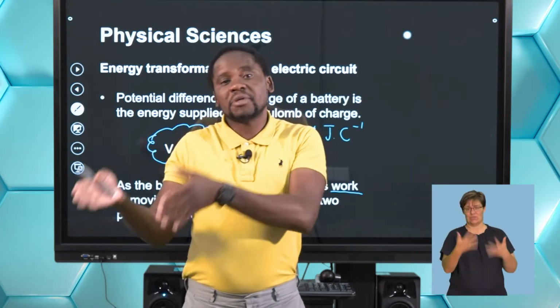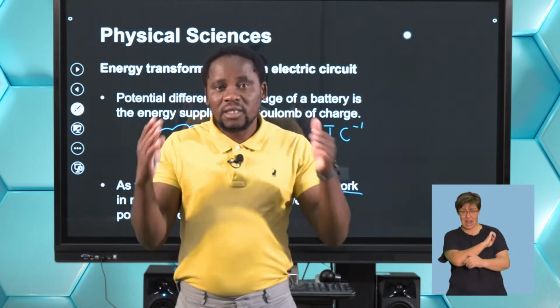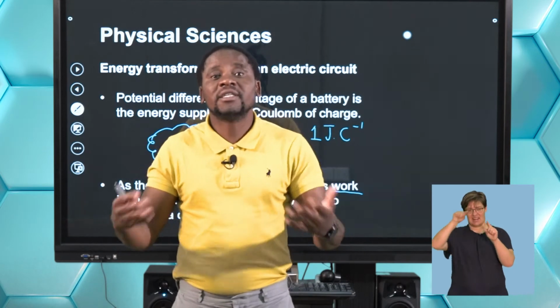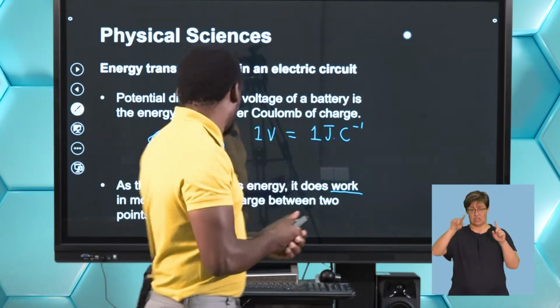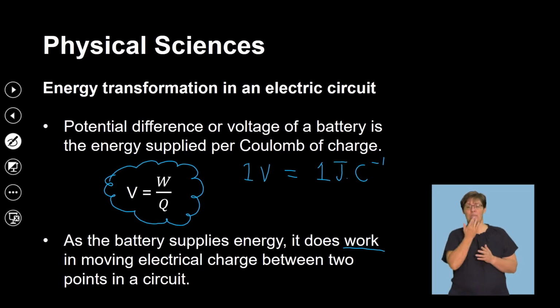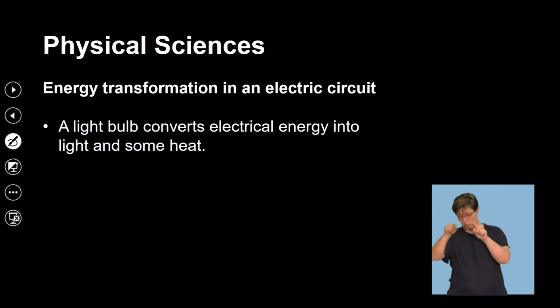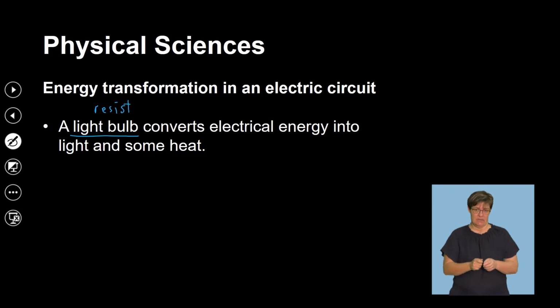So as the battery transforms energy, it does work in the circuit, thereby discharging its role as far as the electrical circuit is concerned. Right. So as the battery supplies energy, it does work in moving the charges between 2 points. Okay, right? And then a light bulb as an electrical device, you must also think of a light bulb as a form of a resistor, right? A resistor is any electrical component in a circuit that converts electrical energy into other forms.